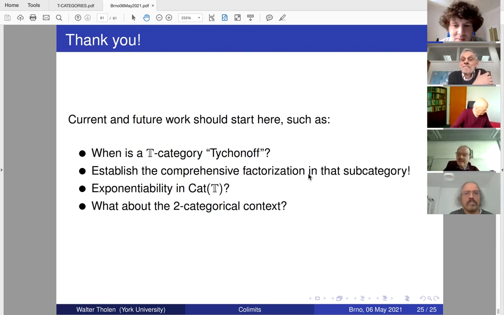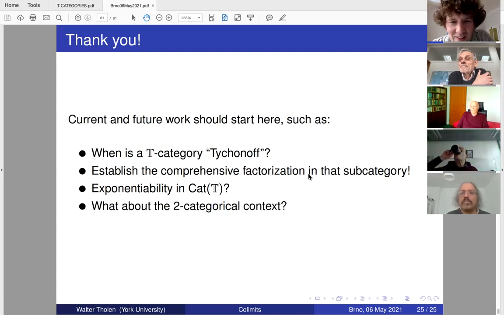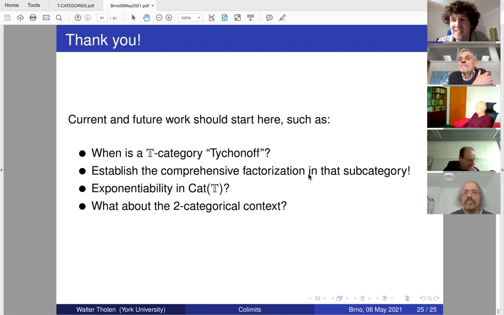There was one question in the chat, John. The person who asked it had to go, but they asked if we could ask the question that they've written here, which is, the comprehensive factorization system in CAT is inspired at least in part by Lawvere's comprehension schema. Is there an analog of the comprehension schema in this setting that justifies the naming convention in this more general setting?